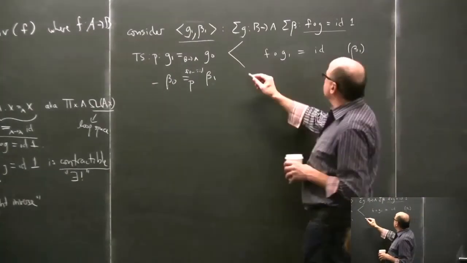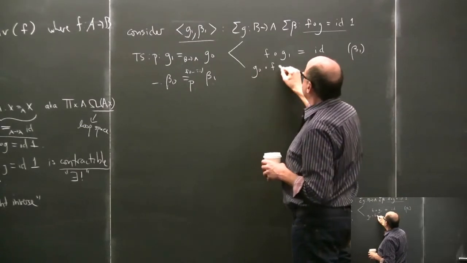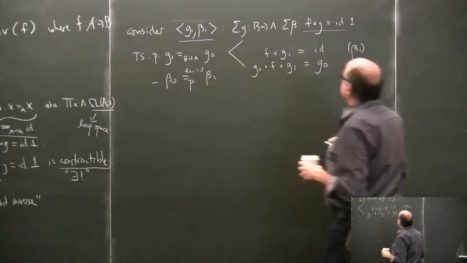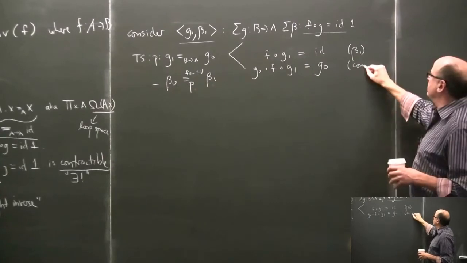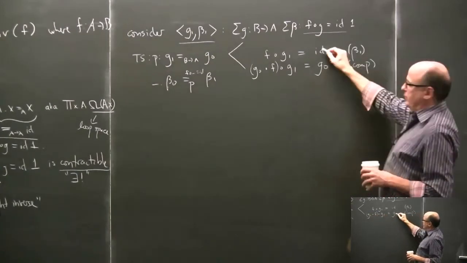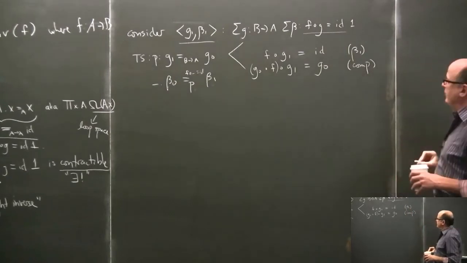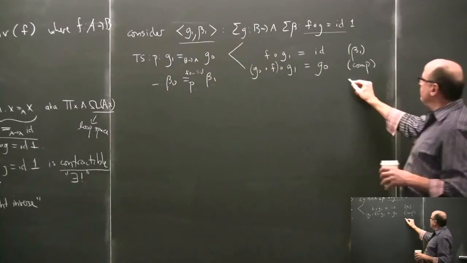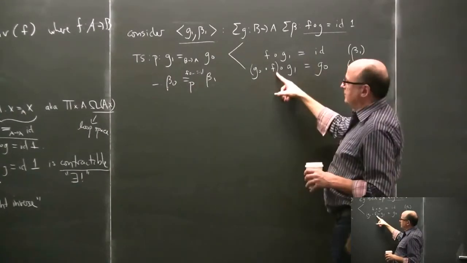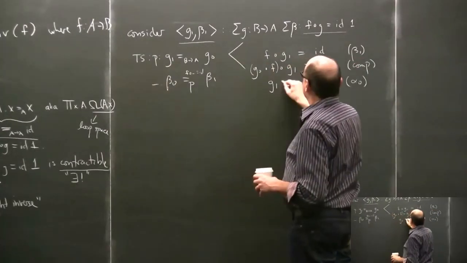So now what I do is I compose both sides with G0. That means G0 composed with F composed with G1 is equal to G0. I'm going to reassociate that and cancel. This is really G0 composed with the identity, modulo a little messing around. But now, by alpha naught, which I have over here, this is the identity. So therefore, I get that G1 is equal to G0.